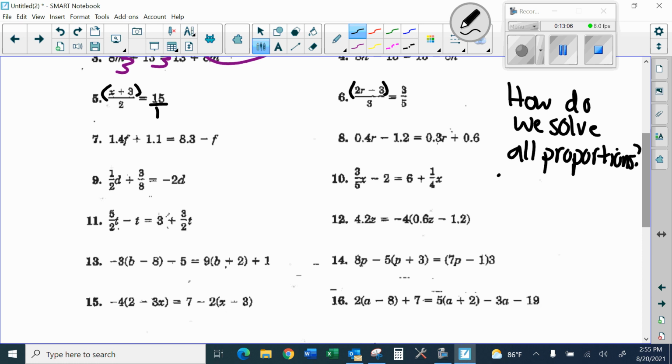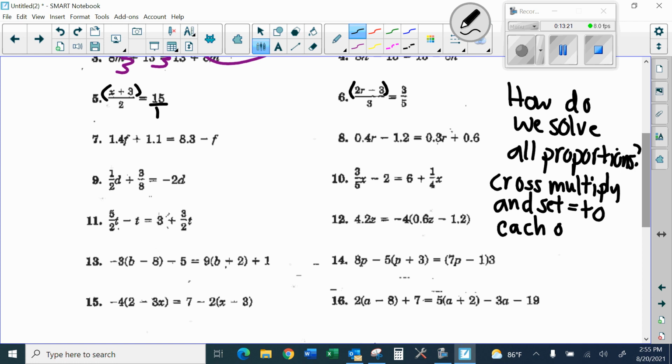I want you to cross multiply and set equal to each other. That sets up the equation, and then of course reverse PEMDAS after that. Okay, so I'm going to cross multiply. 5 times 2r minus 3 equals 3 times 3, which is 9.